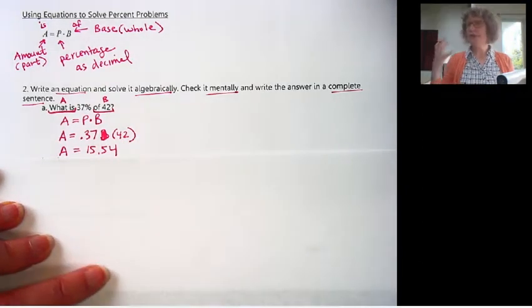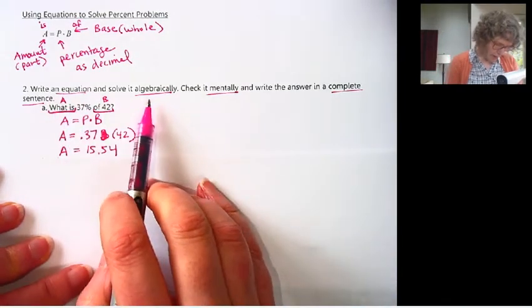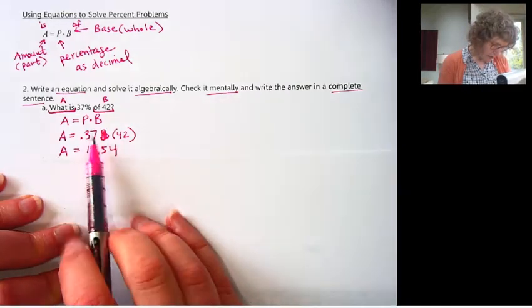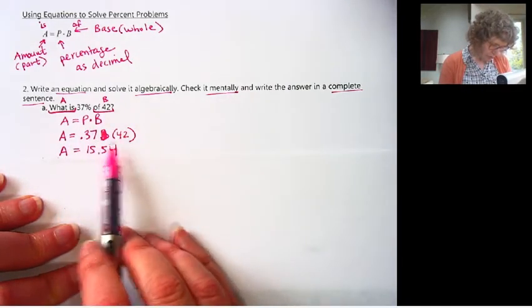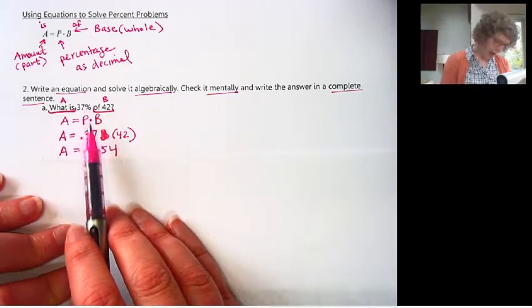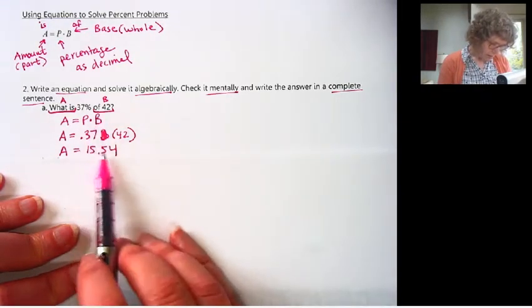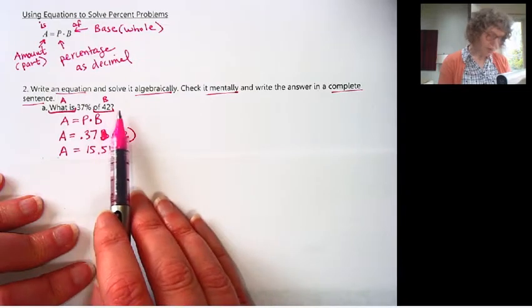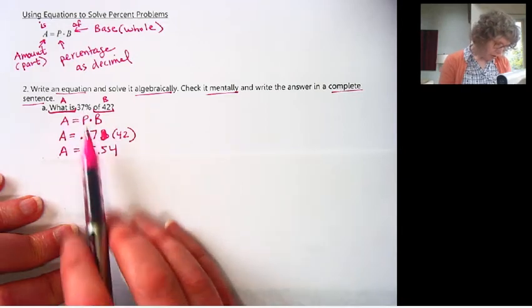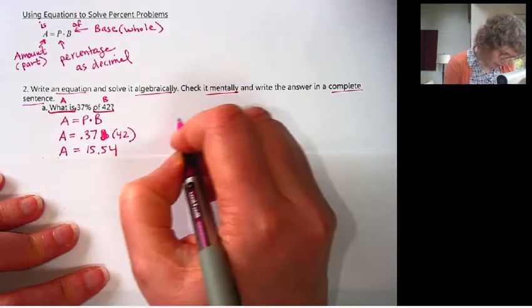Okay, so let's now check it mentally and see, does this answer make sense? So it says, write an equation and solve it algebraically. In this case, we just had to simplify. Check it mentally. So what is 37% of 42? 37% is a little more than a third. It's less than half. So does this seem like a reasonable number? I think it does. If we got something bigger than 42, that would definitely not be right. Or something much smaller, but this seems about right. So that's what I mean by check it mentally. So then let's just write our sentence.